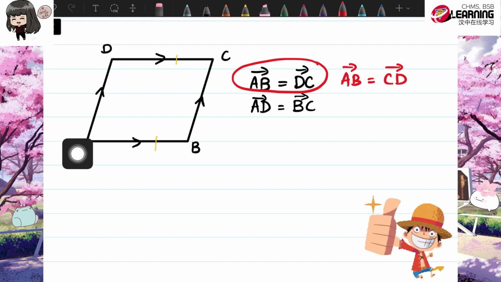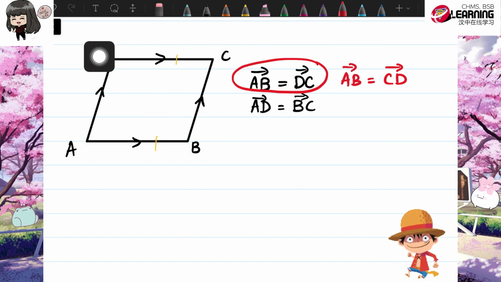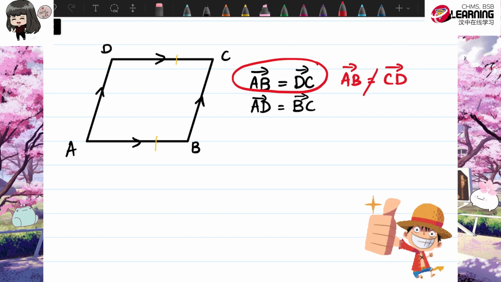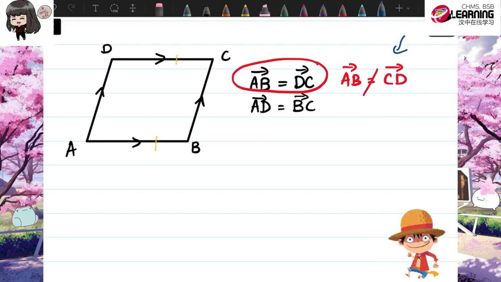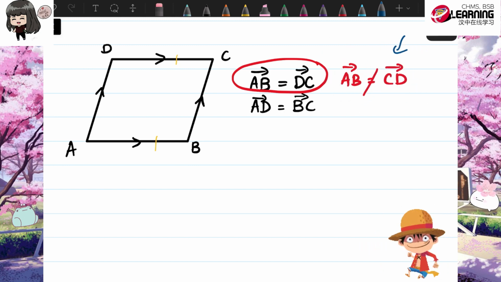A to B, you see the vector of A to B, I put the arrow, right? Is it equal to C to D? They are not equal, okay? Why are they not equal? Because they have different directions. CD is going in a different direction, it is not the same direction. So this is not equal, okay? So vectors must be in the same direction.